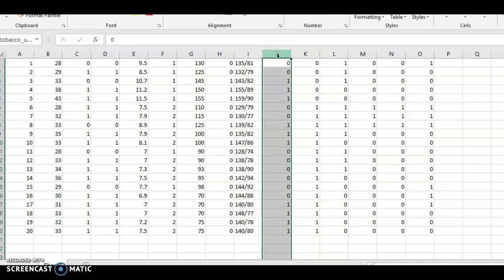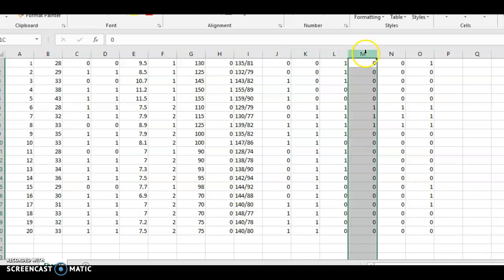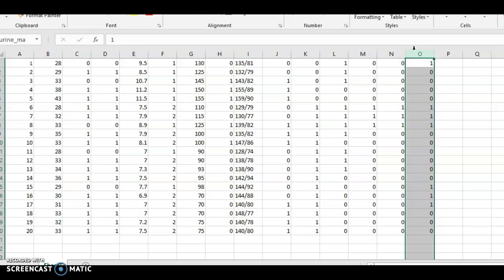This column is tobacco use. 0 means they don't use. 1 means they do. This table is, I forgot to label it, sorry. And then this table is if they've had a foot exam. This is if they've had an eye exam. And this is if they have had urine microalbumin yet. So I'm still working on it.